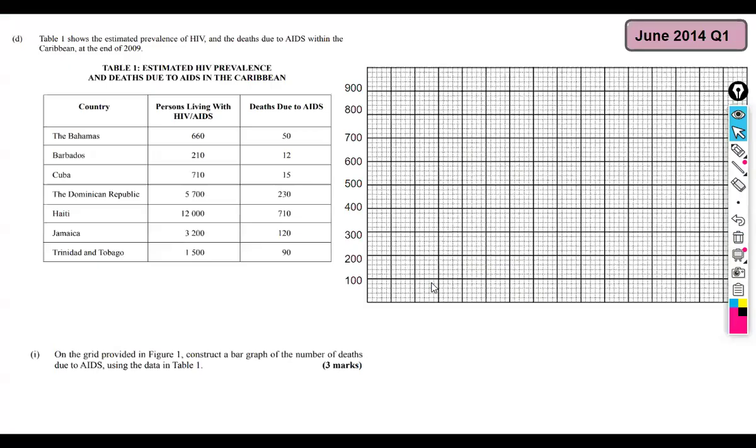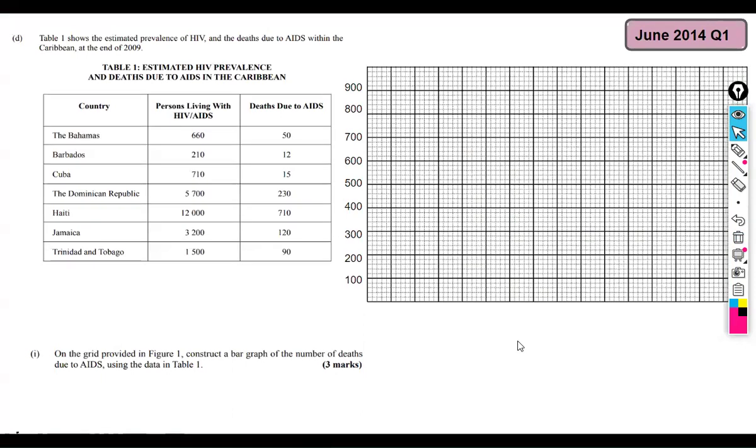I'm going to read this question, and I am going to draw the graph for you. But give the question a read, and this is more of a maths question where they actually make you draw a graph. Let me know when you finish reading, and I will show you my answer. On the grid provided in figure 1, construct a bar graph of the number of deaths due to AIDS from table 1. Right, so on the x-axis, we're going to put what?